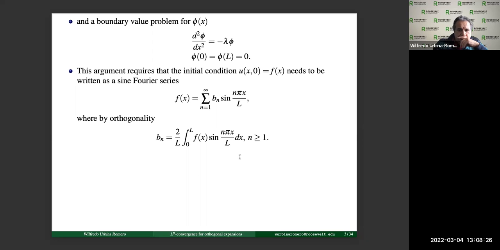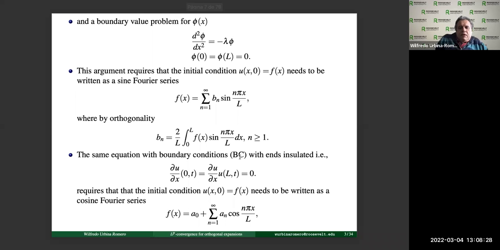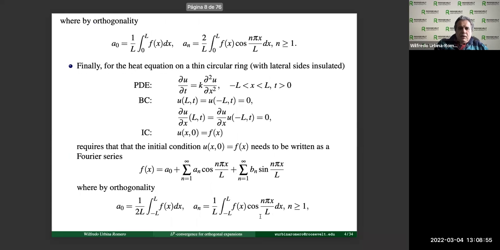And if you change the boundary condition, you get a sine representation of f for that problem. If instead of maintaining the extremes at 0 temperature, you insulate the extremes, that is, there is no flow through the extremes, well, then by an analogous argument you get that the function needs to be represented in this form. That is a cosine series.